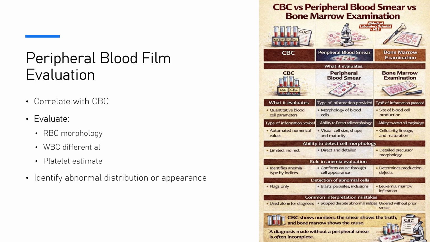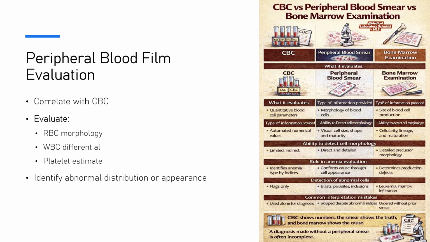If the CBC shows an elevated white blood cell count, the smear helps us determine which cells are elevated and why. If the CBC flags abnormal indices, the smear lets us look at the actual morphology of those cells. There are three major things we evaluate when examining a peripheral blood film. First is red blood cell morphology. We look at cell size, shape, color, and variation.